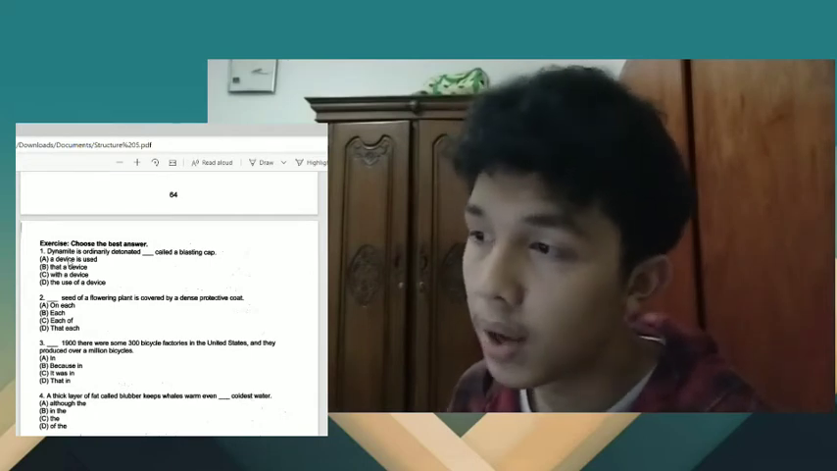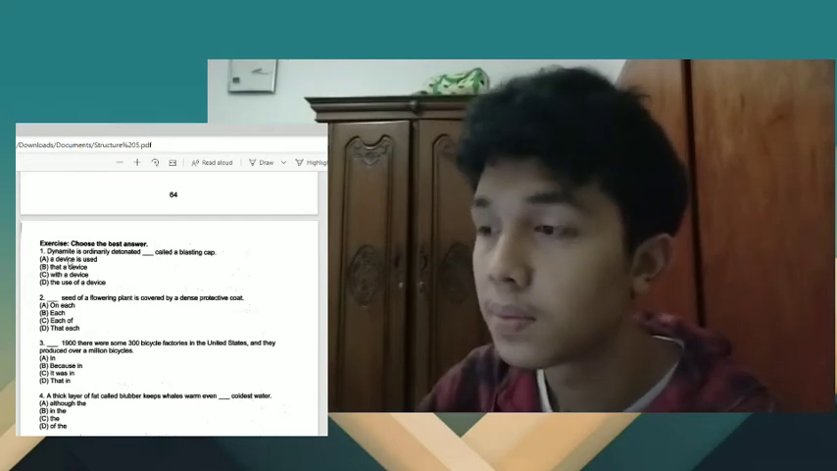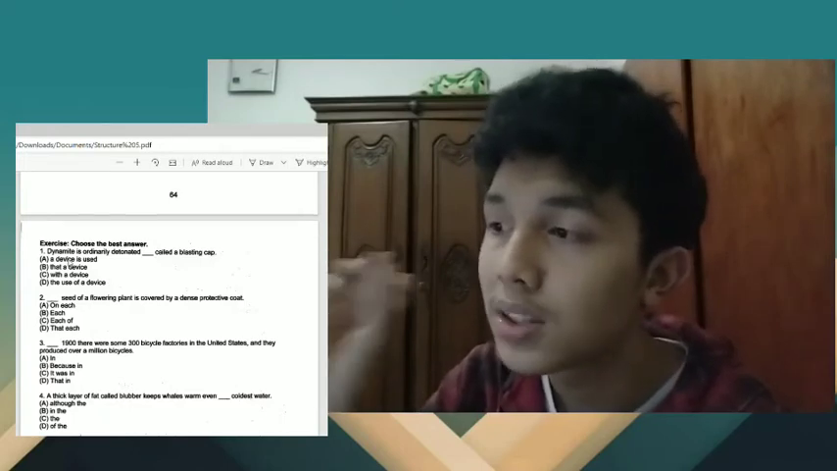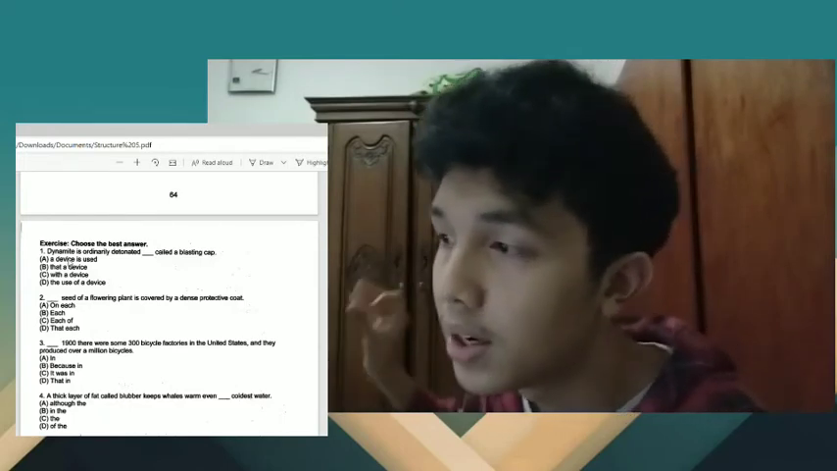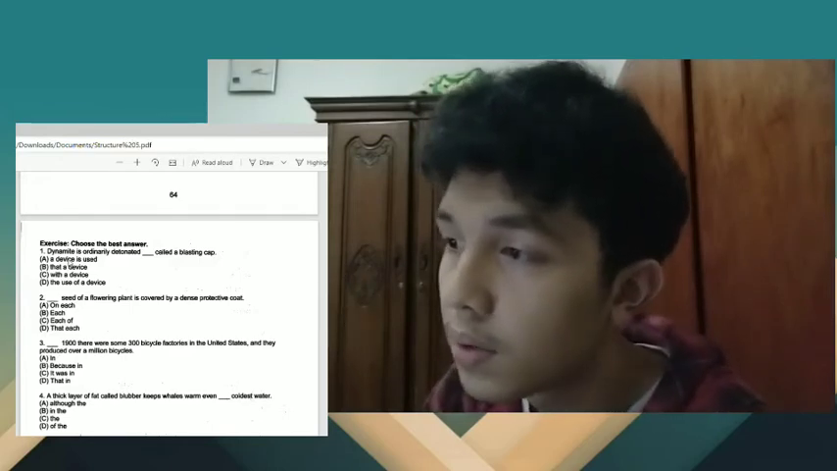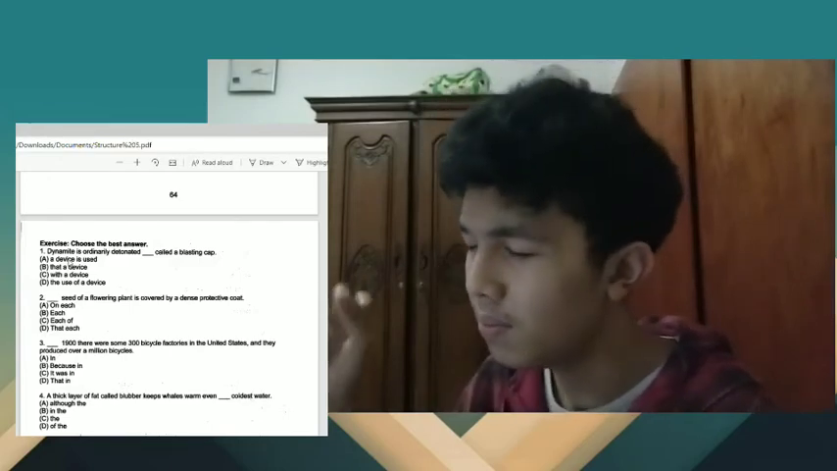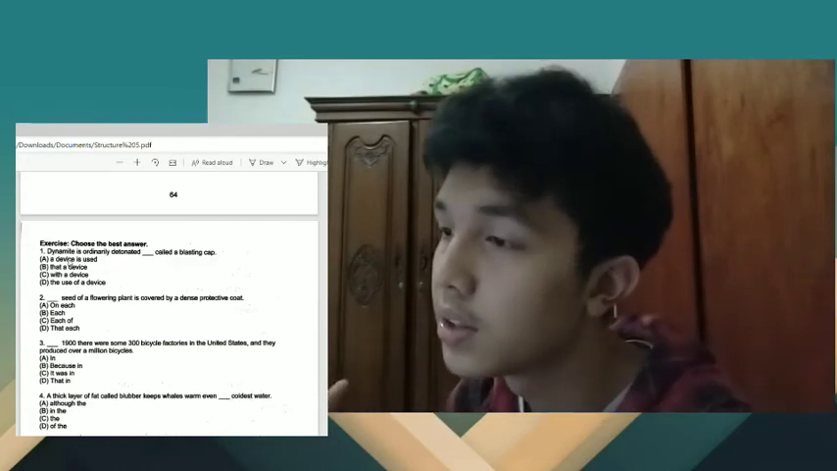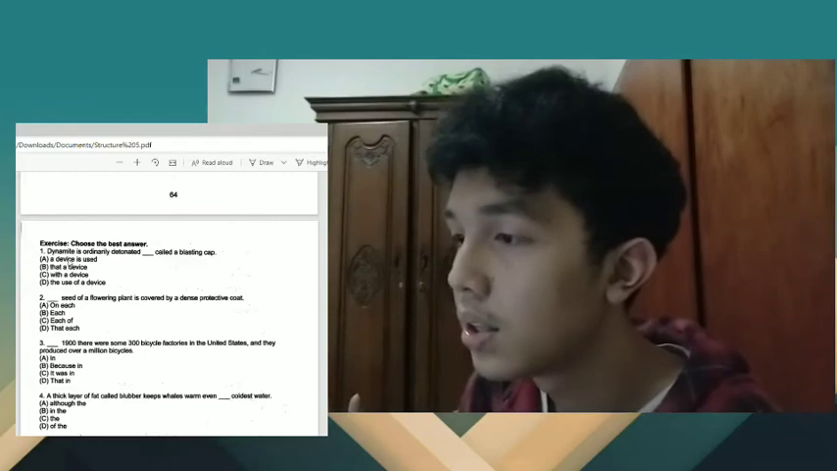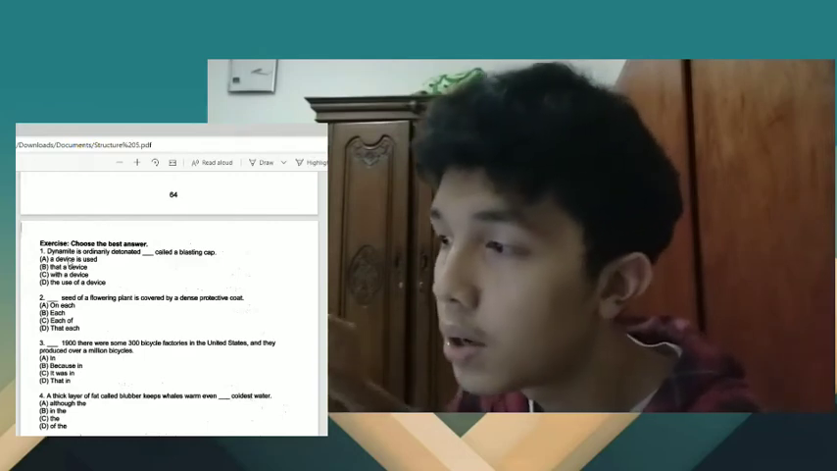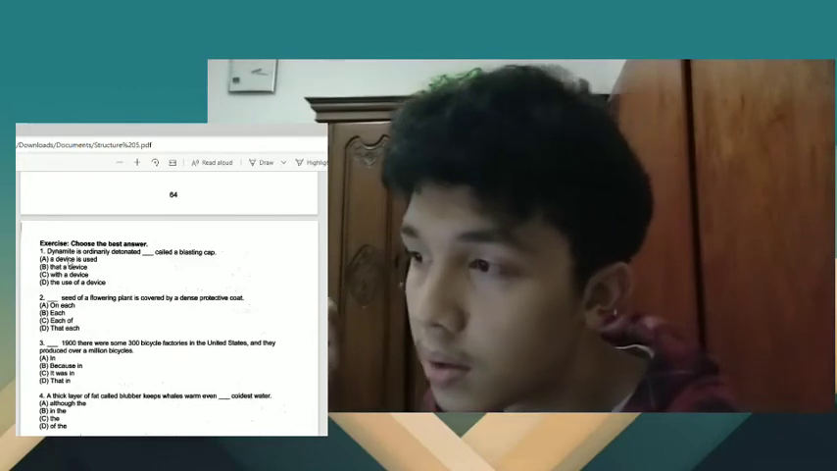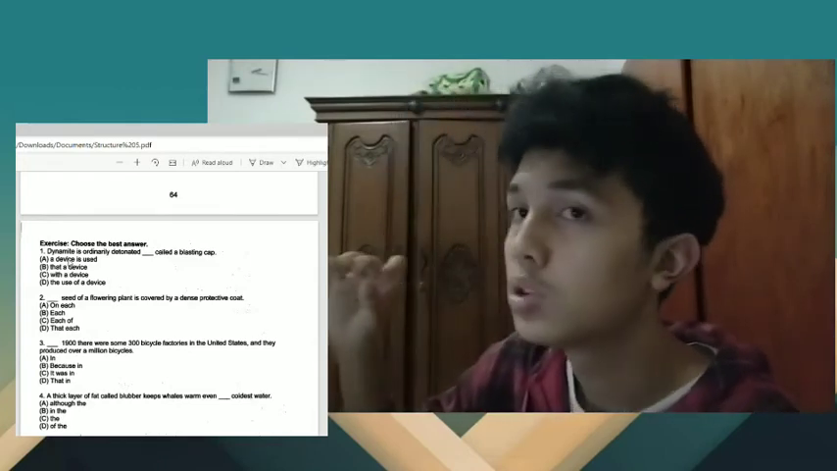So flowering plants have seeds, right? And these seeds, what seed actually is covered by a dense protective coat? So the meaning of the sentence is there is a seed of a flowering plant that is covered by a dense protective coat. But we need to choose the right answer.